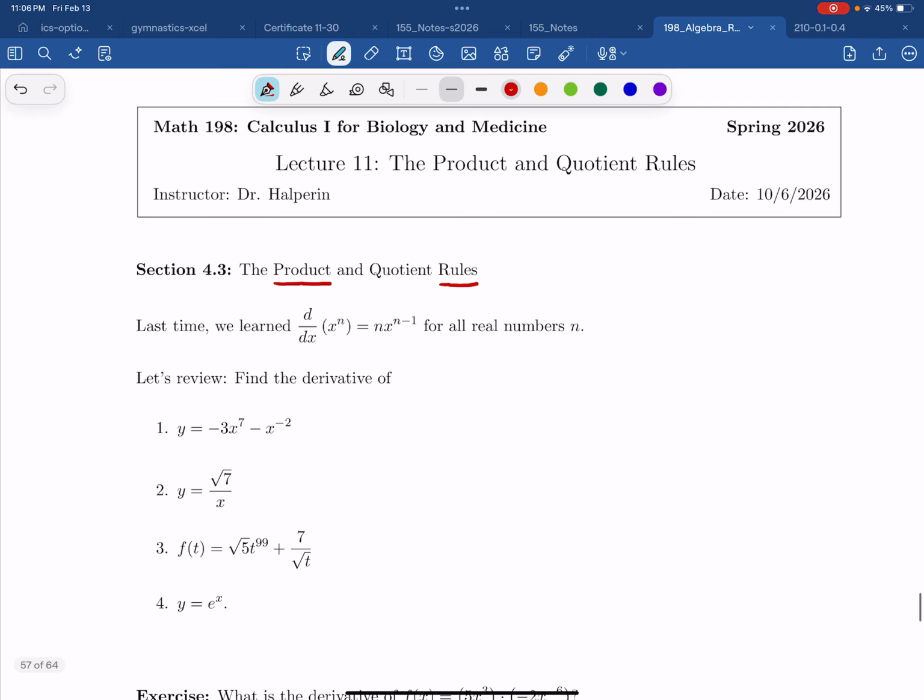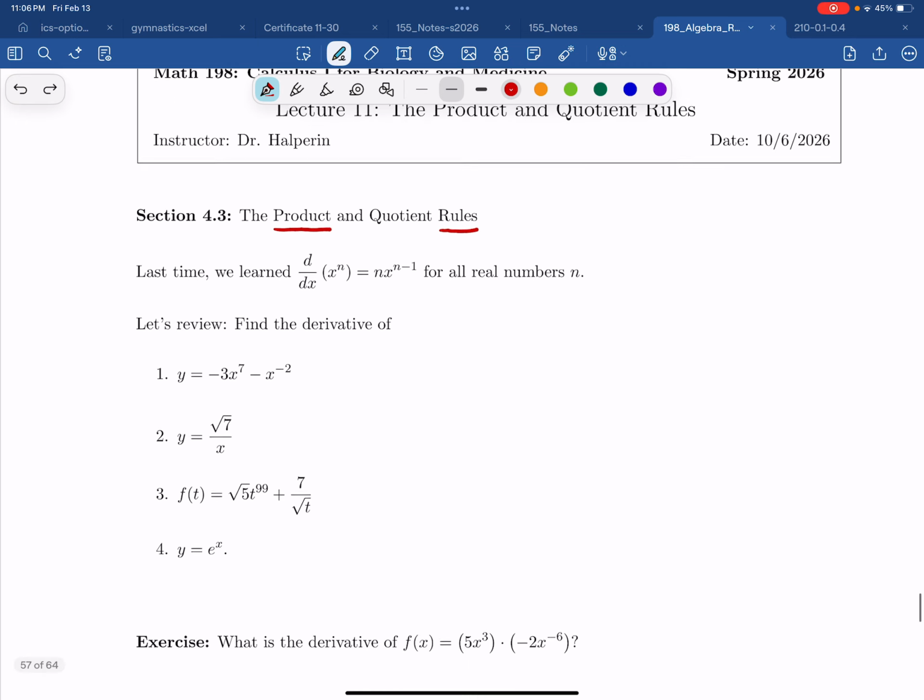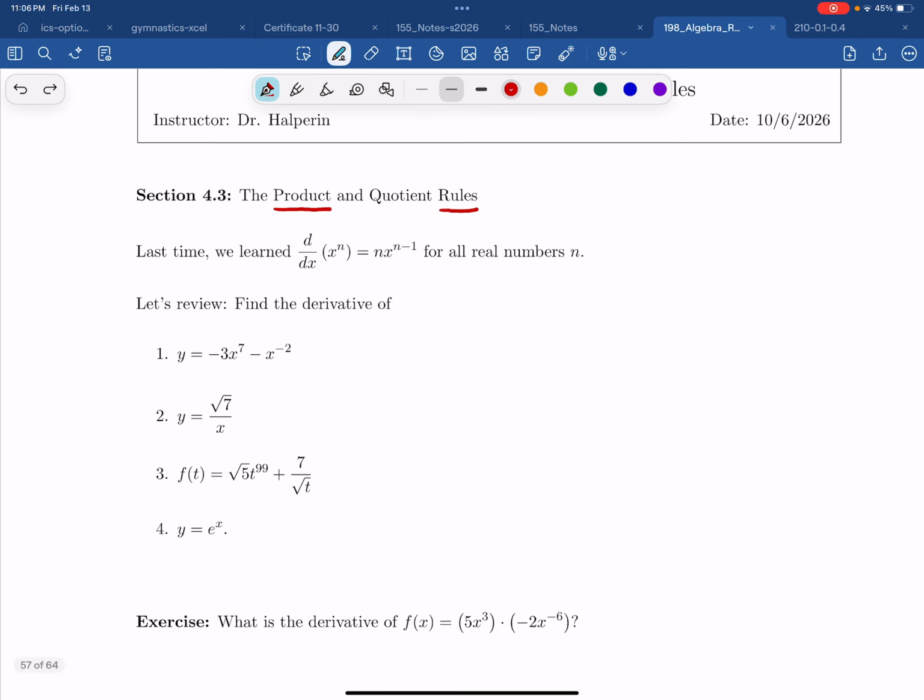Remember that last time we learned the power rule, which stated this, right? The derivative of x to a power is just that power times x to the power minus 1. Now this works for all real numbers. We showed it only for the natural numbers and 0, but we're assuming that we know it's true for all the real numbers, okay? So just a quick review. Let's find the derivatives of each of these functions.